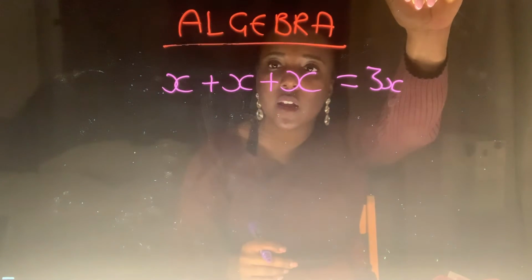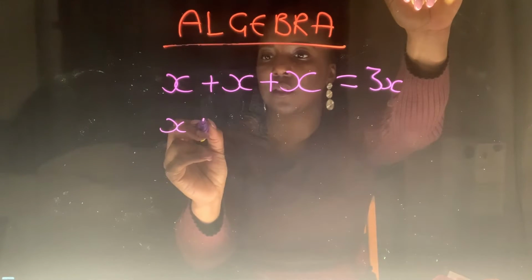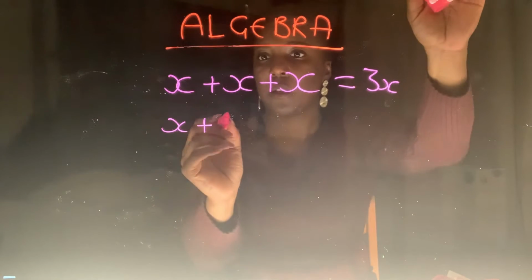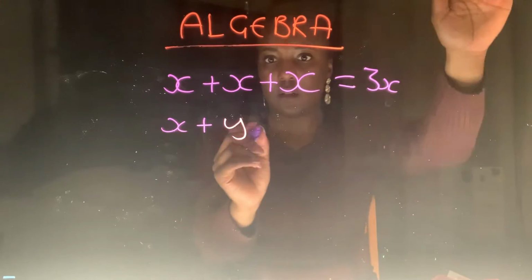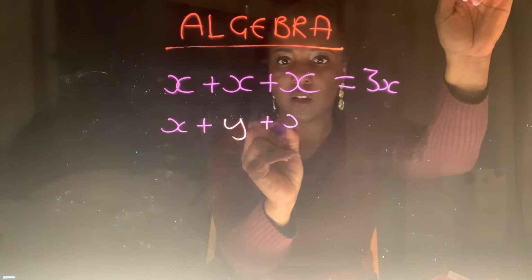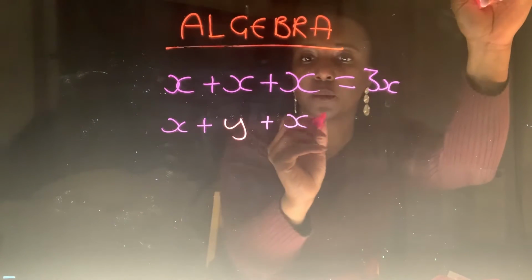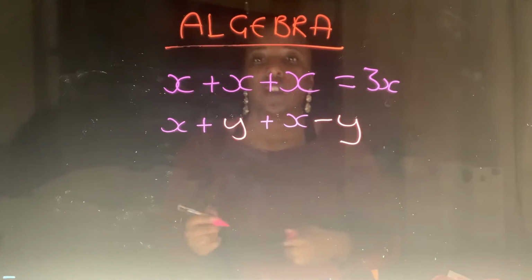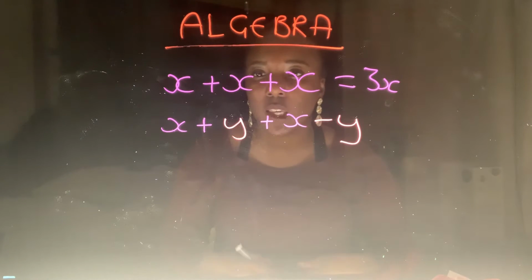Okay? Now, what about if I had x plus, I'll put this in another colour, y plus x, let's switch it up, minus y. Now, I've got x's in purple and I've got y's in pink.